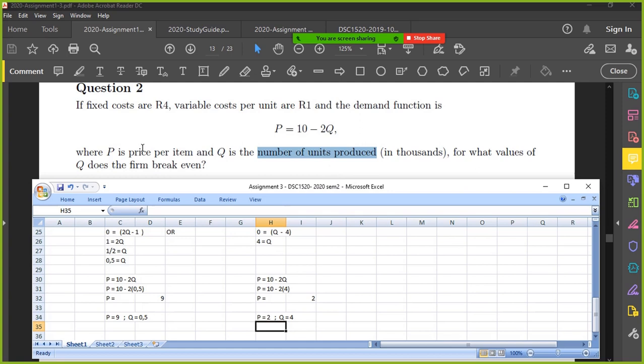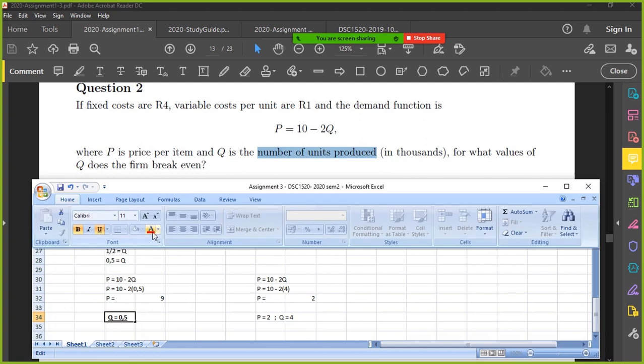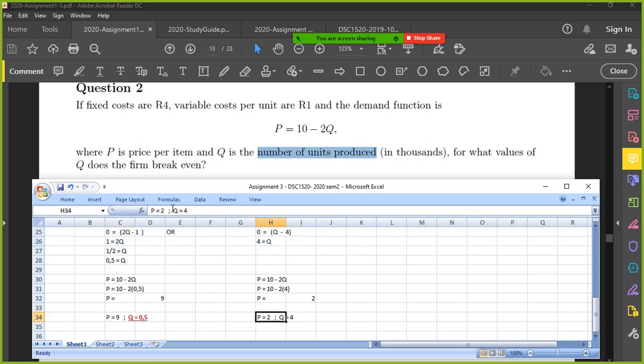Right, so the question asked, for what values of Q does the firm break even? For what values of Q? So we're looking at values of Q. So in other words, that. Does that make sense? Yep.